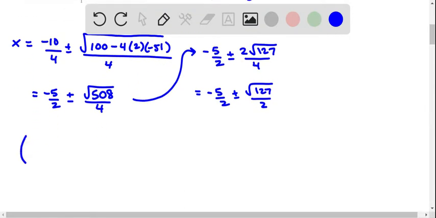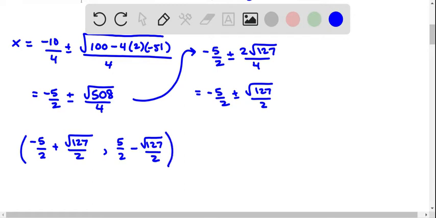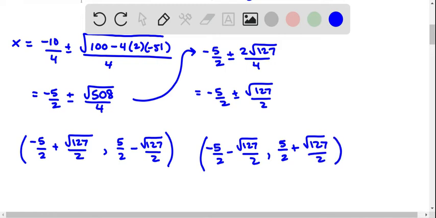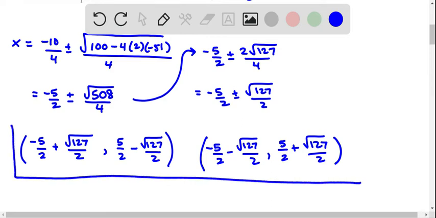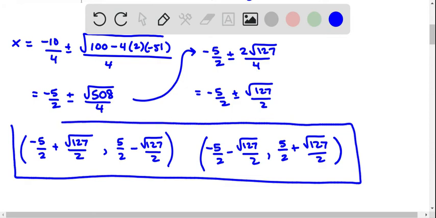So if we have an x coordinate of negative 5 halves plus square root 127 over 2, then the y coordinate will be 5 halves minus square root 127 over 2. And if we have an x coordinate of negative 5 halves minus square root 127 over 2, the y coordinate will be 5 halves plus square root 127 over 2. So what would be very wise to do is to approximate these numbers, get the decimal values, and then compare those with the graph to see if they make sense.